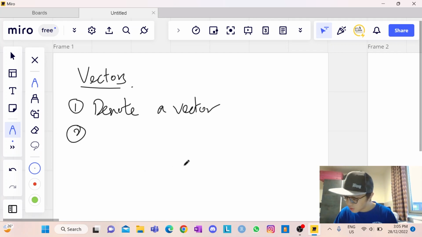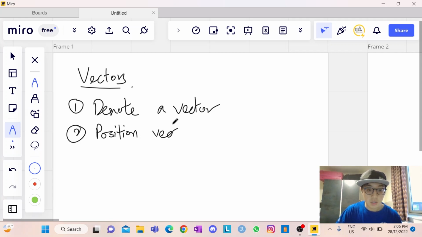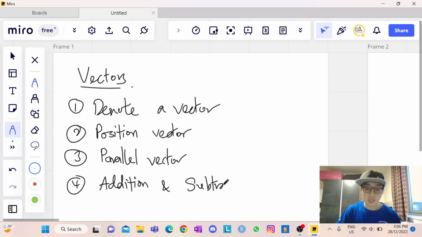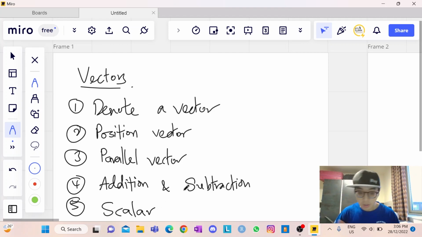Okay, and then I'm gonna be sharing what a position vector is. What about parallel vectors? Okay, and then after that we're gonna go into simple addition and subtraction of the vectors, and after that we're gonna go on to scalar multiplication.